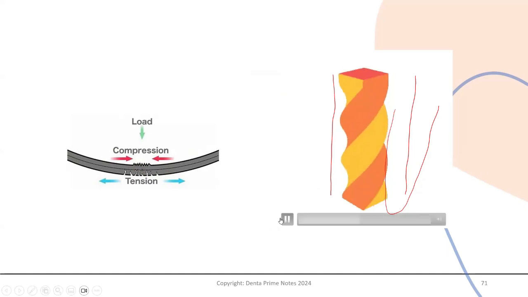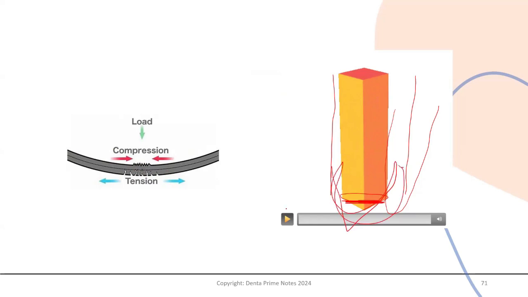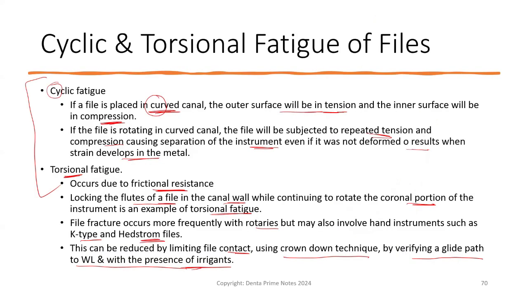It's rotating this way. Imagine it gets stuck here. It gets stuck inside the tooth here, and from the top it keeps on getting rotated. So what happens is there will be fatigue here and the file will break. That's about cyclic and torsional fatigue.